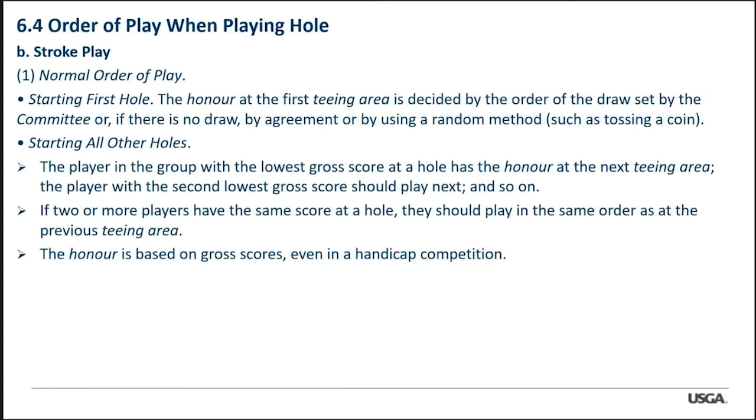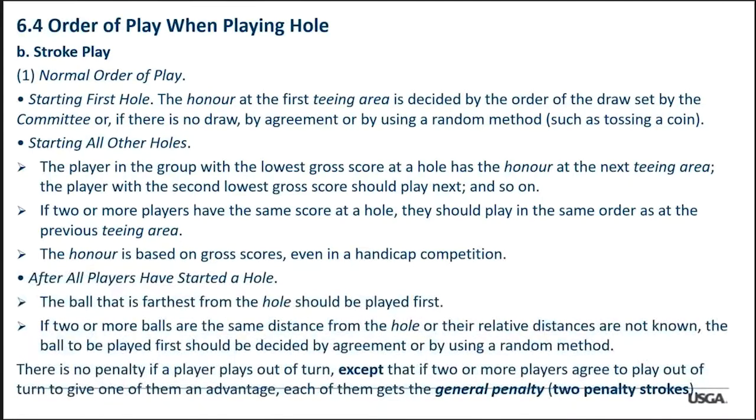Okay, in stroke play, starting the first hole, the committee is going to decide who does that. Starting all other holes, same procedure, lowest score in the previous hole. And if two players have the same score, we go back to the hole before that, and so on and so forth. And honor is based on gross scores in a handicap competition. So not the net score, the gross score is going to count for whose turn it is. And once players have started the hole, same thing, furthest from the hole plays. If they're the same distance, agree or just do some sort of lot if you want.